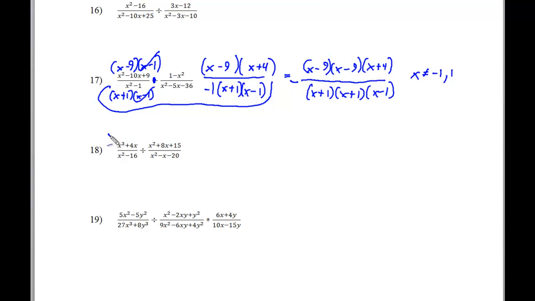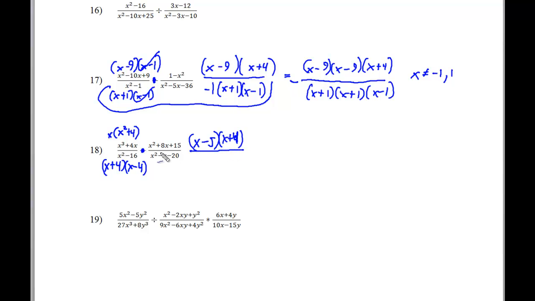Number 18. Do some factoring here. Factor out an x and I get x squared plus 4. Understanding that x squared plus 4 cannot be factored any further. X squared minus 16 is x plus 4, x minus 4. Multiply, let's move this to the top. 2 numbers to multiply to make negative 20 and add to make 1. That's going to be x minus 5 and x plus 4.